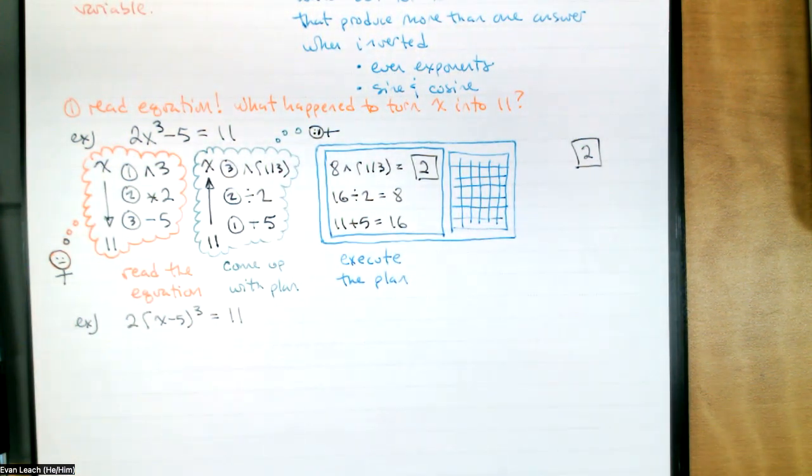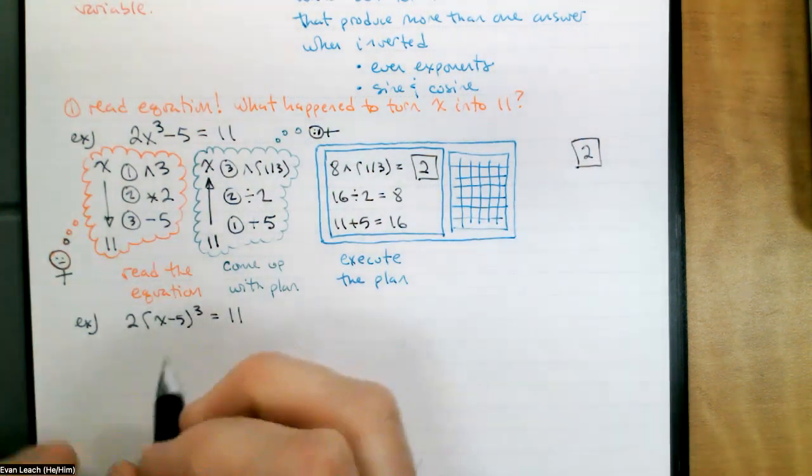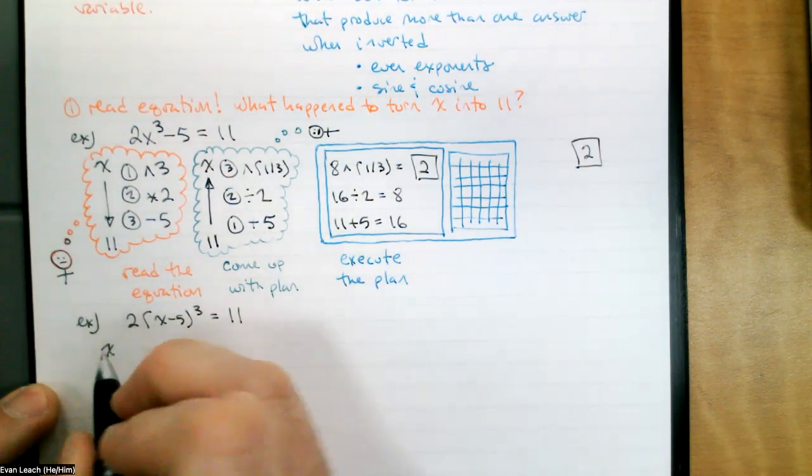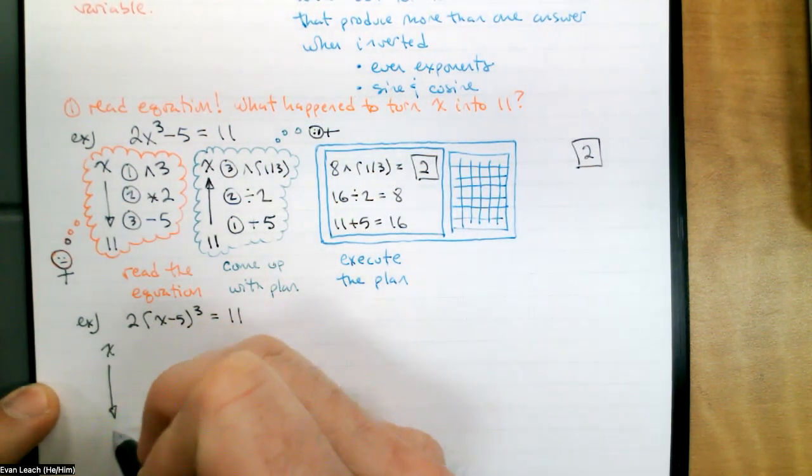Here, a different order of operations took x and turned it into 11. I've introduced parentheses, and the parentheses highlight the operation that I want to go first. In this case, the first thing that happened to x. So once again, let's write down our plan.